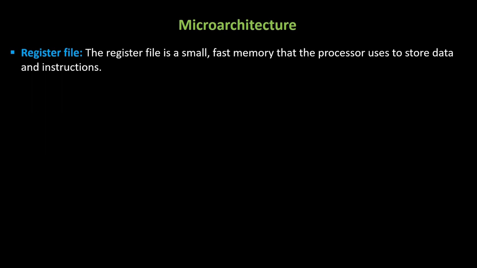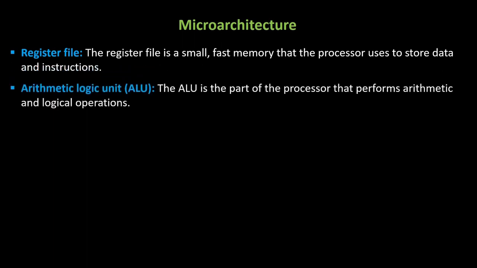The register file is a small, fast memory within the processor that stores data and instructions temporarily. It enables the processor to quickly access and manipulate data, improving overall performance. Next, let's talk about the arithmetic logic unit. The ALU is the heart of the processor, responsible for performing arithmetic and logical operations on the data. It executes instructions such as addition, subtraction, bitwise operations, and comparisons.